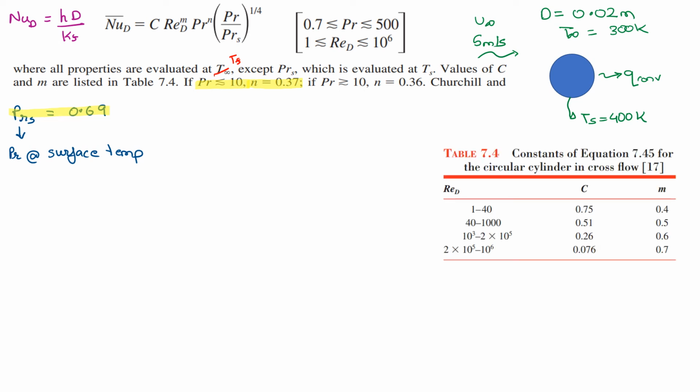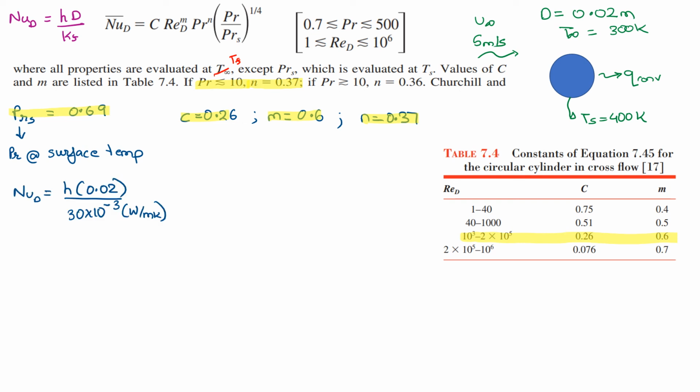Moving on, we still don't know what our C and m are. So as the text says, we have to refer to table 7.4. Our table 7.4 gives you the coefficients for a circular cylinder in cross flow, which is what we have here. Our Reynolds number was around 4000, so we fall in this third range. So our C value will be 0.26 and m will be 0.6. Now we have our C, we have our m, and we have our n.